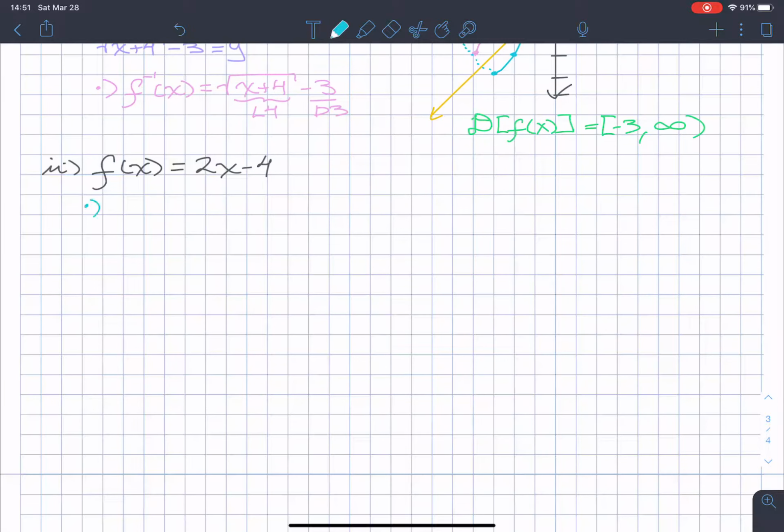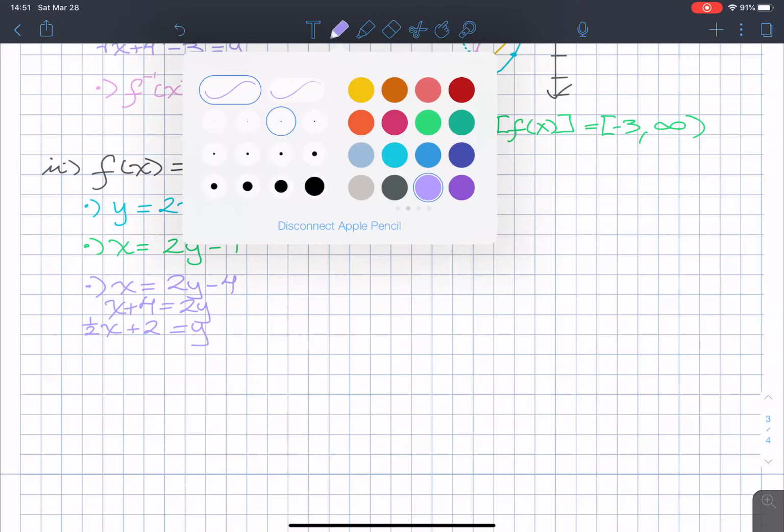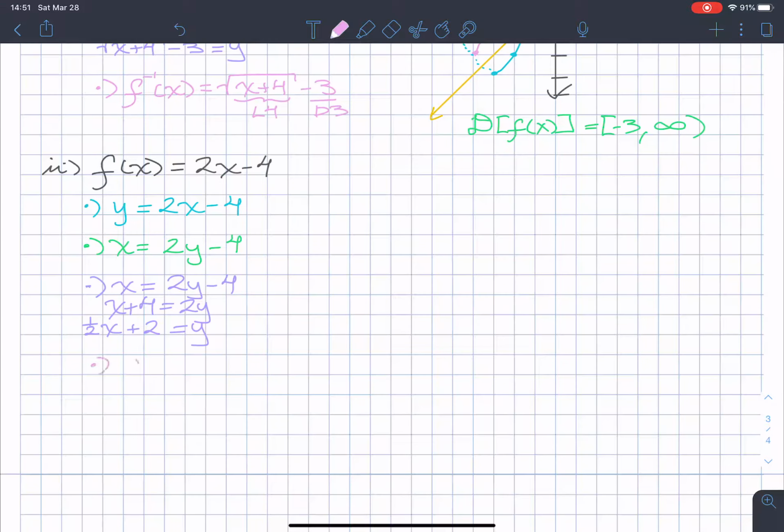So the first step, we let y be in place of f of x. Second step, we swap x and y. So x is equal to 2y minus 4. Third step, we solve for y, so x is equal to 2y minus 4. Let's add 4 to both sides. And let's divide by 2. So I get 1/2 of x plus 4 over 2, which is 2, is equal to y. Okay, and the final step is to call that y f inverse of x. So f inverse of x is 1/2 x plus 2.